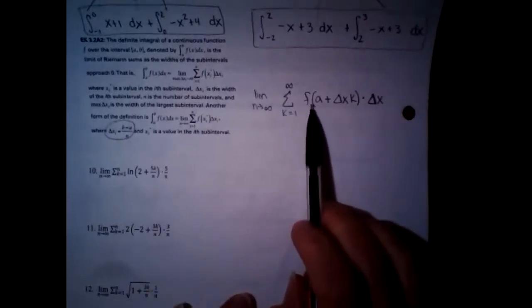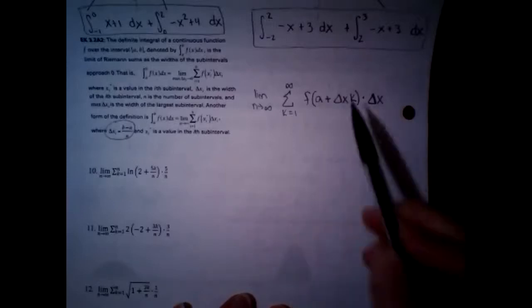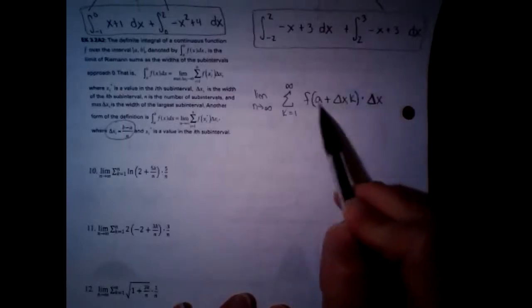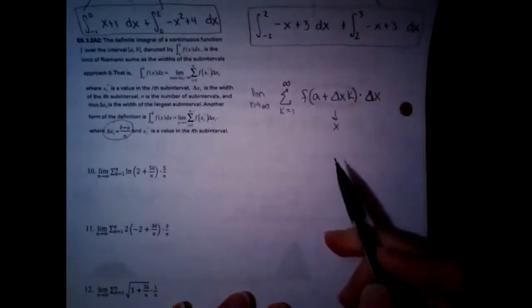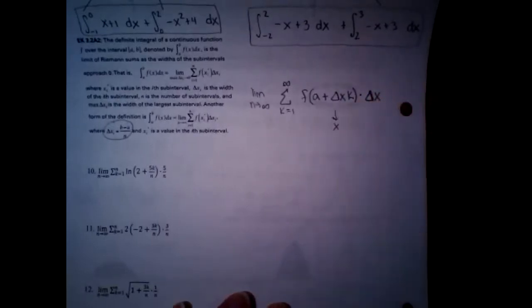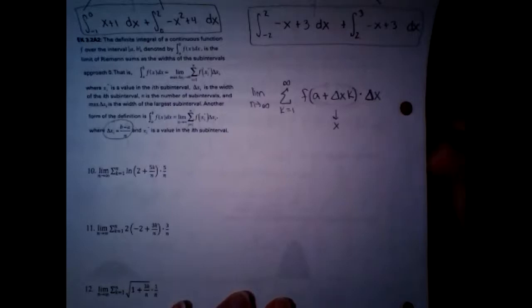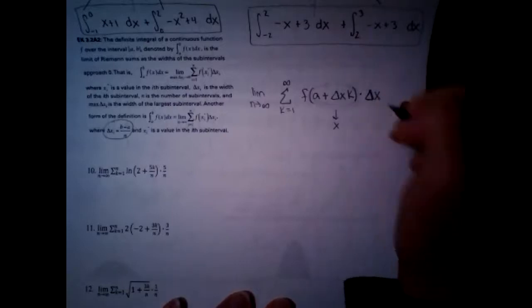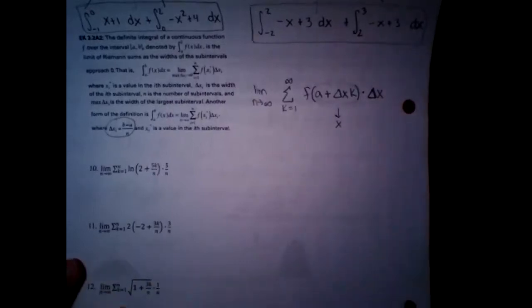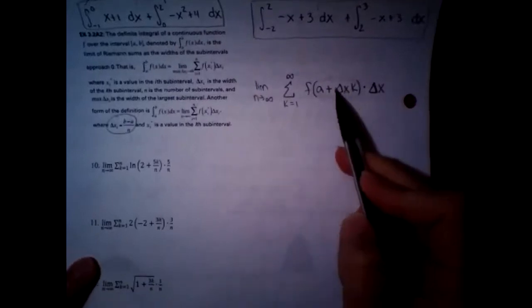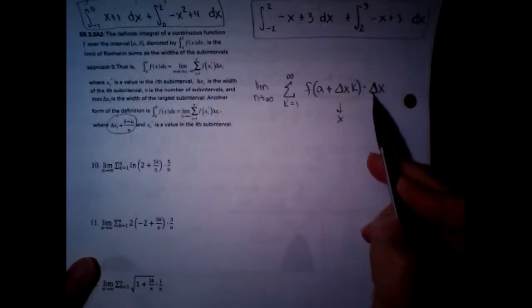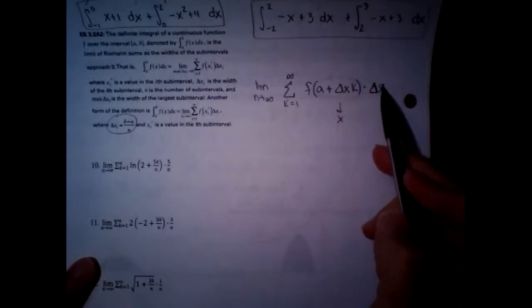And then you have the function of this stuff. So whatever's inside the function, that's gonna be x, because you want f of x. I'm remembering this from a long time ago. So that part's gonna be x, and then you're gonna have delta x at the end. Let me do an actual problem so that you can see what this looks like. But the only thing is this delta x here has to match this delta x here.